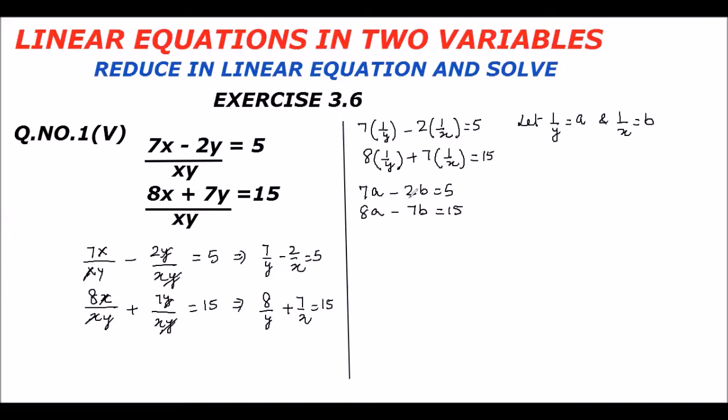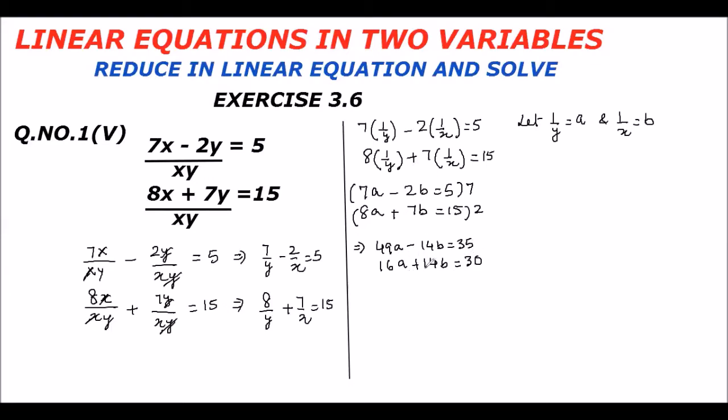The coefficients of b are smaller in comparison to the coefficient of a. So I will equate the coefficient of b. I'll multiply this equation by 7 and I'll multiply this equation by 2. So this will become 49a minus 14b is equal to 35, whereas the second equation will become 16a minus 14b, this is plus 14b is equal to 30.